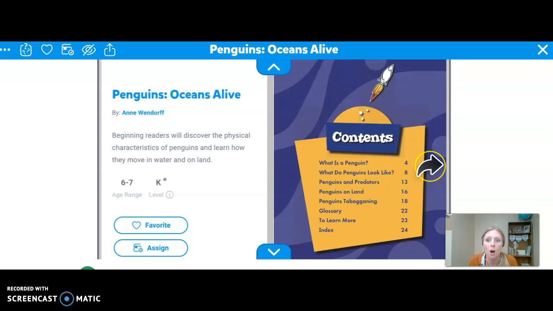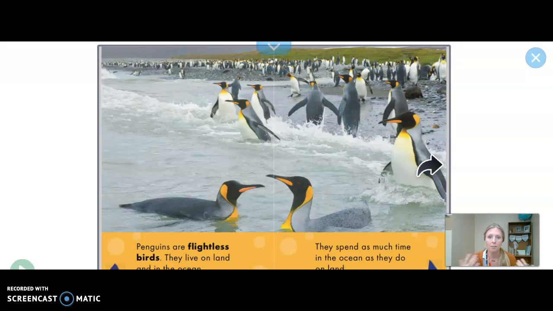Some of the clues that we can look for are the title and the pictures. Those are two really good clues that can help us figure out what the main topic is. As we go to this first page, I like to look at this picture. I'm seeing all these penguins. Some of them are in the water. Some of them are up here on land. I'm going to keep that in my mind as a little clue as I read.